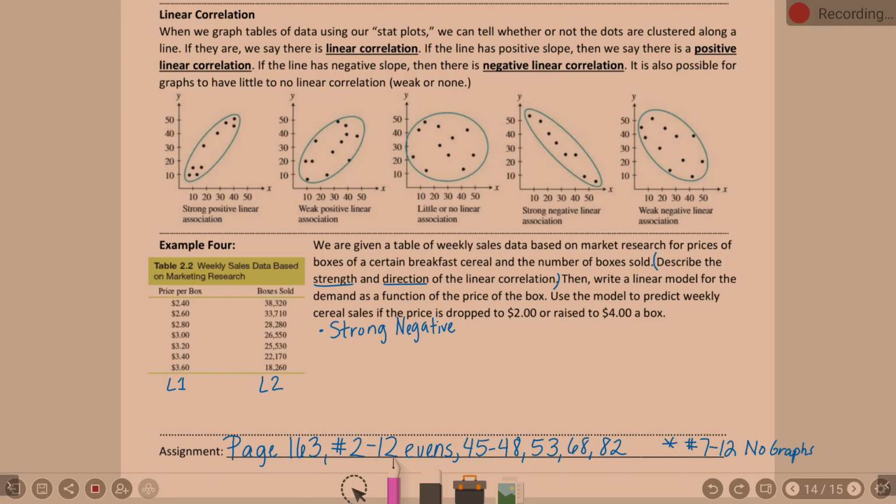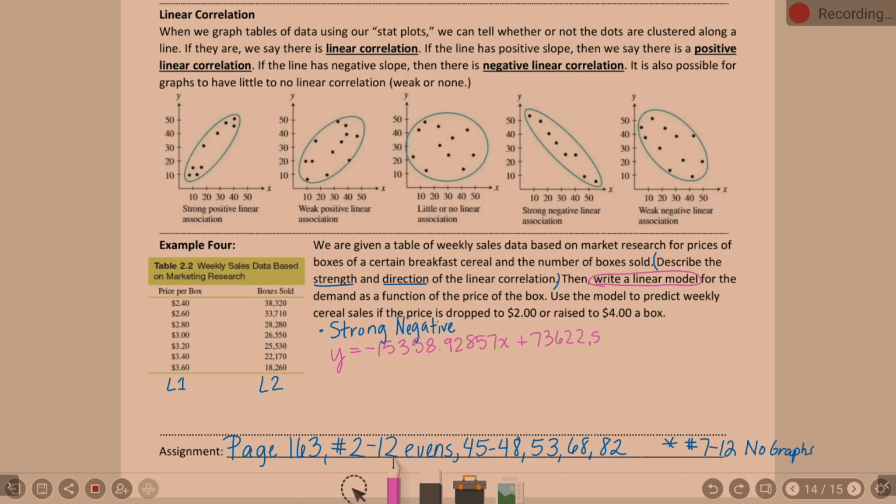So we're being asked to write a linear model here. My linear model is the equation y equals, and my slope ended up being negative 15,358.92857x. You can round it to 2 decimal places if you want. Plus 73,622.5. Okay.